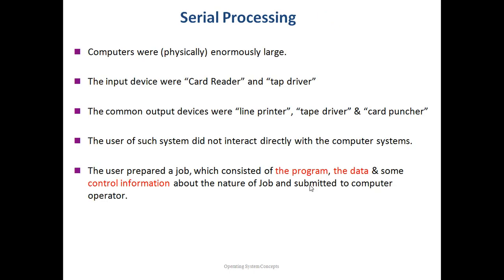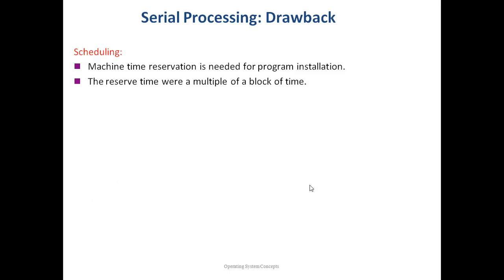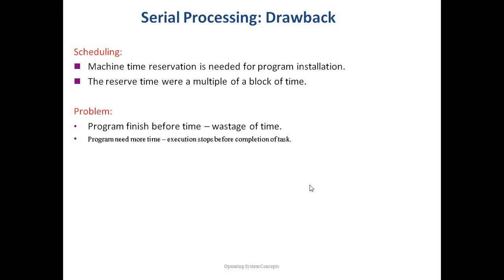Now this is serial processing. What are the drawbacks of serial processing? In scheduling, machine time reservation is needed for program installation. The reserved time was a multiple of a block of time. The problem is that if the program finishes before time, there will be wastage of time, and if the program needs more time, the execution stops before completion of the task.